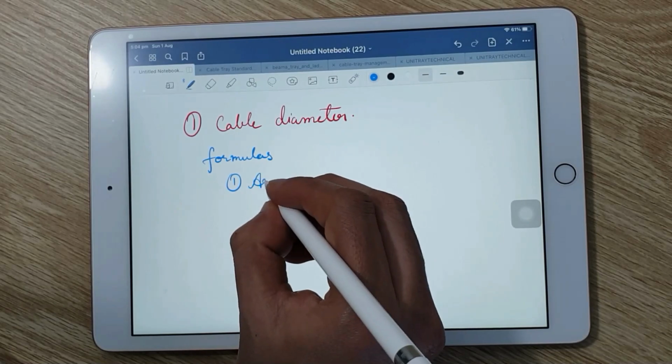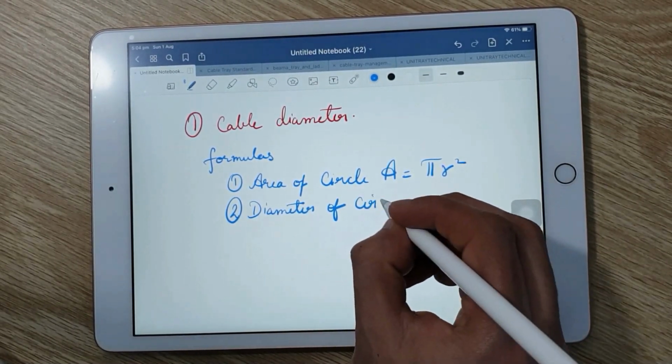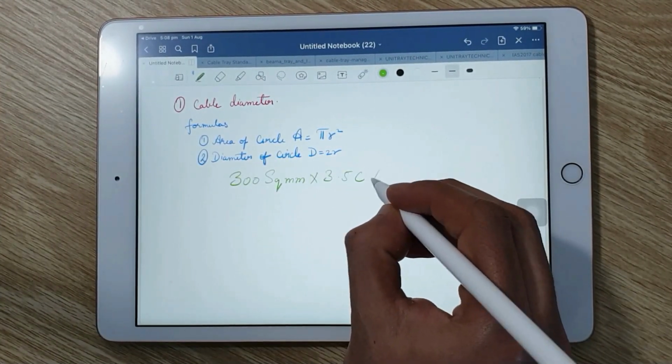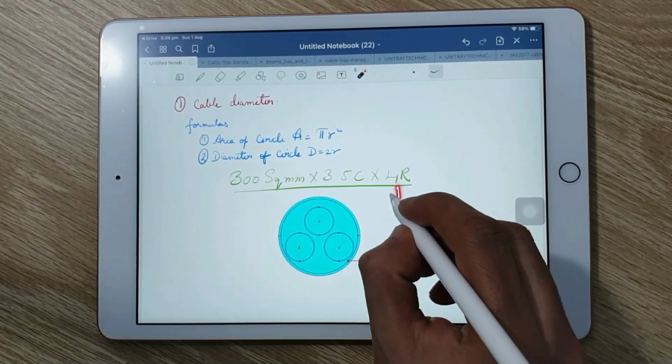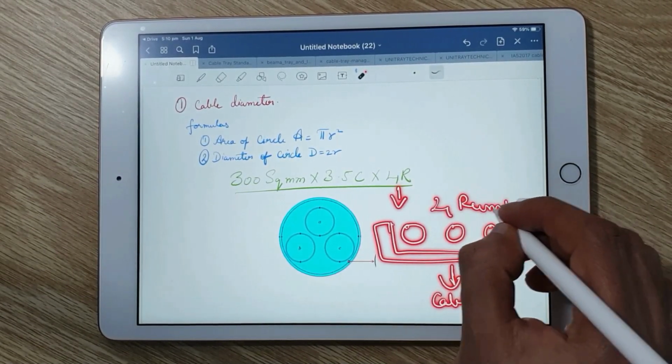In order to do this, we need two formulas. First one is area of circle, A equals pi r square, and second one is diameter of circle, which is D equals 2r. And we are using here 300 square mm 3.5 core 4 run wire. So this is a 3.5 core wire, which is 3 core, and 0.5 is for neutral, and a 4 run wire. As you can see here in the cable tray, I am using a 4 run wire.